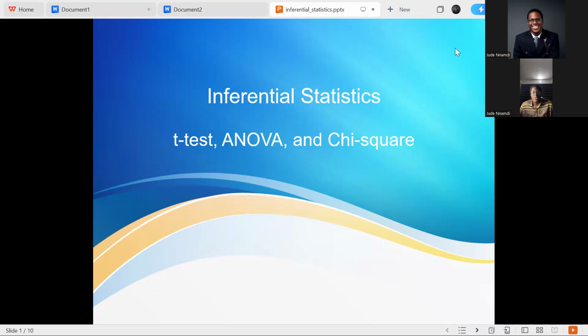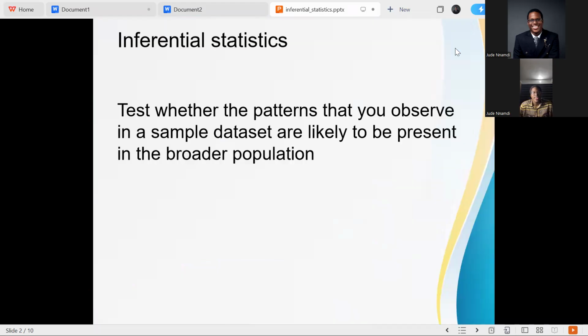So today I'm going to be talking about differential statistics: t-test, ANOVA, and chi-square. First, I want you to understand what differential statistics are. These are tools that help us identify whether we can observe a pattern in a smaller data set when compared to a broader data set. What do I mean by this?